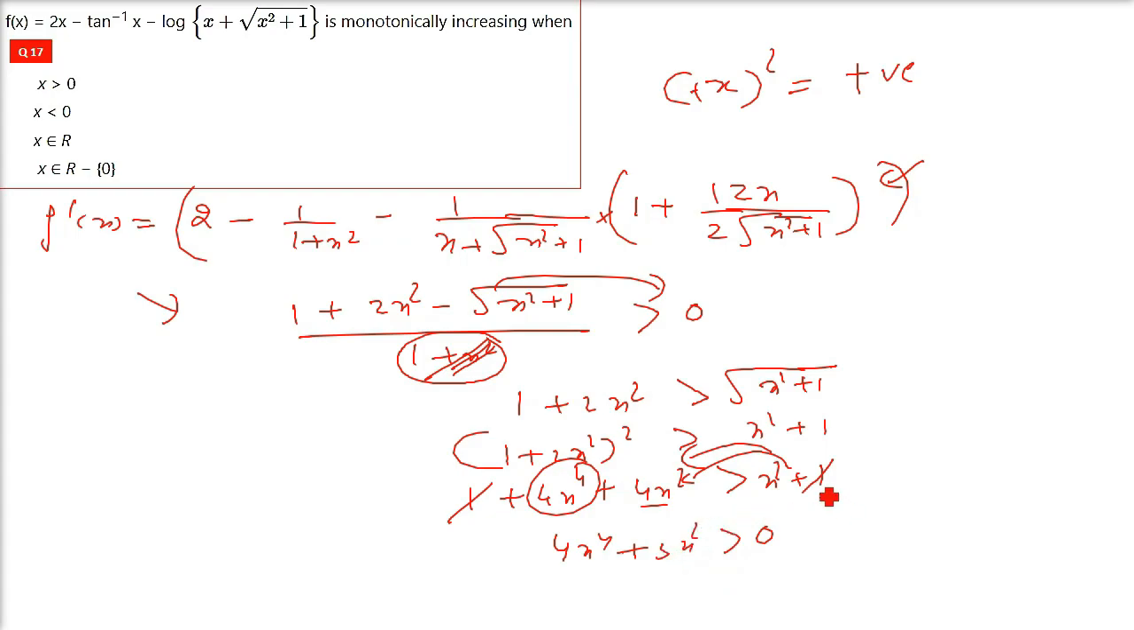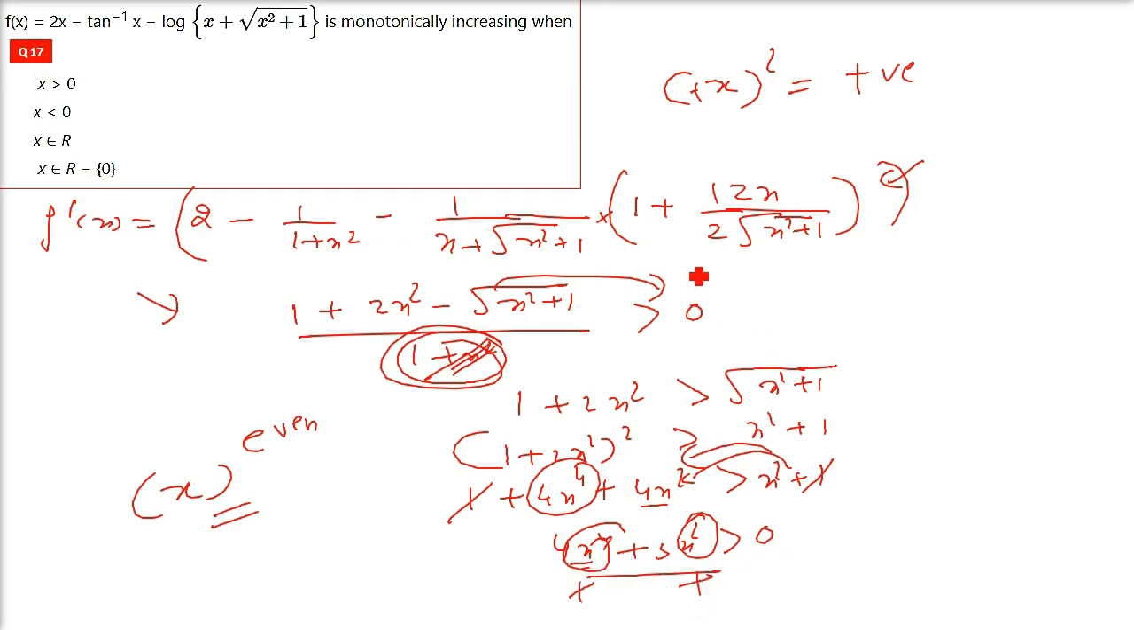One term has x raised 4. One term has x raised 2. So anything with even power will always be greater than 0. Alright. So this is the x raised to even. Now these both are positive. 1 plus x square was already positive. So the whole term on the left, numerator over denominator, is greater than 0.